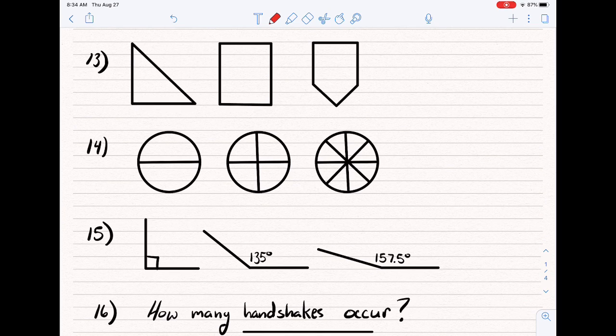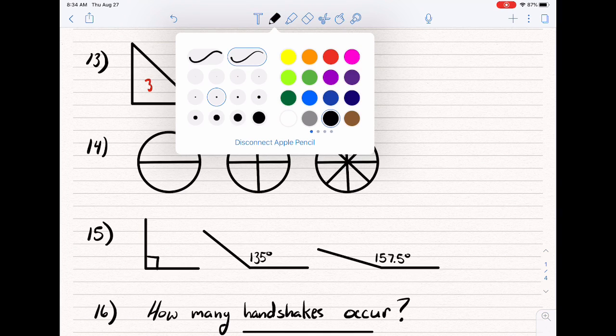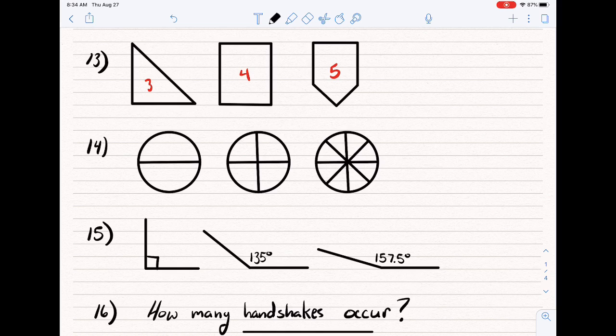And so 13, we've got to say what is going on in this pattern. And it says draw the next figure in each sequence. Well, as I look at this, the first thing I have is a 3-sided figure, and then a 4-sided figure, and then a 5-sided figure. So I feel pretty confident at this point that my next one should be a 6-sided figure, okay?